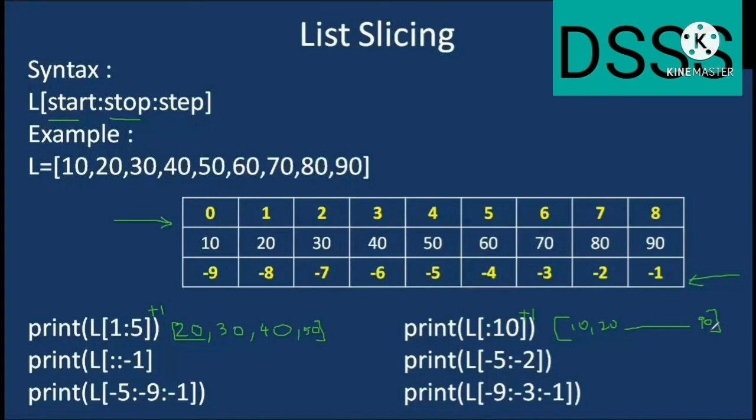Coming to this, start value not given, stop value I think not given, and step is only given as -1. So since no values are given, where will it go? First 90, 80, 70, 60, until it goes to 10. Okay, now next one is -5 colon -2. So start from -5 and go for -2. Sorry, -5 and -2. Okay, so the output is 50, 60 and 70. It does not go to -2.